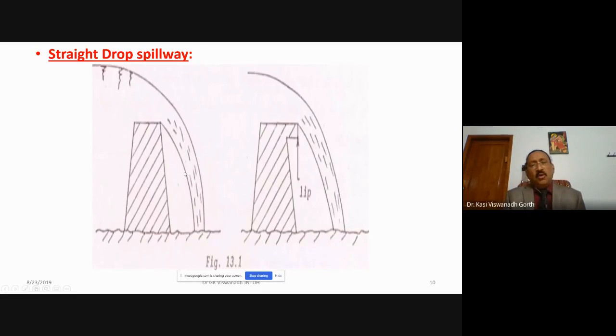So this is the lower nappe, this is the upper nappe. So this is the flow of water. This is called the straight drop spillway. There are certain advantages, there are certain disadvantages. It is simple in construction, and may be used for small discharges and so on.